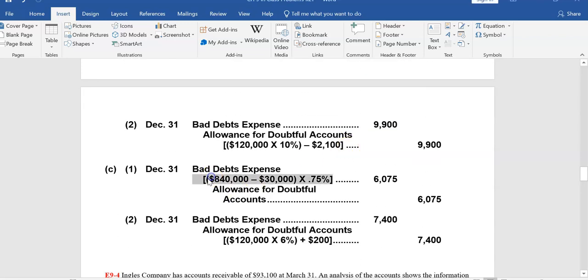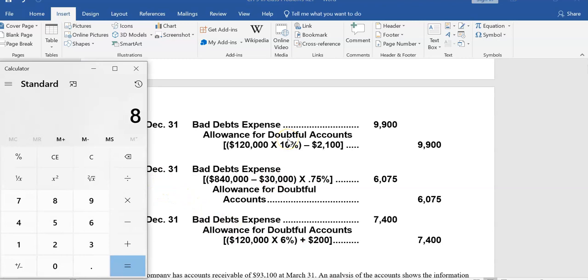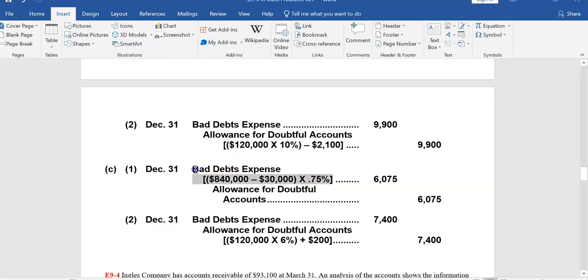So the percentage of net sales says we take the net sales, which is gross sales minus the returns and allowances, 840,000 minus 30,000. Multiply that by 0.75%, so 0.0075. The total amount of bad debt expense we just calculated using the percent of sales method is $6,075. Our journal entry will be a debit to bad debt expense and a credit to the allowance for doubtful accounts.